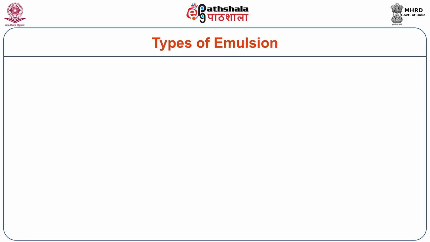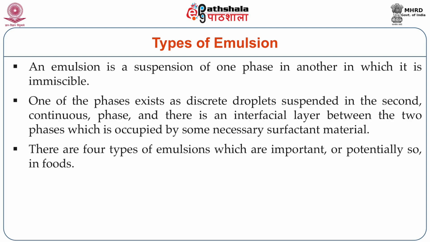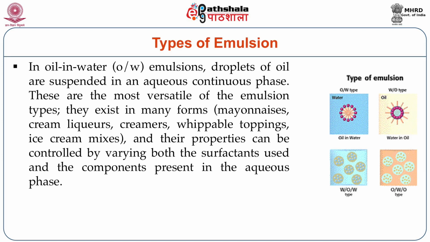First, let us know about the various kinds of emulsions. Among the emulsions, we have four different kinds. The first one is oil in water emulsion. The second one is water in oil emulsion. The third one is water in oil in water emulsion. And the fourth one is oil in water in oil emulsion. Let us now try to understand each one of these.